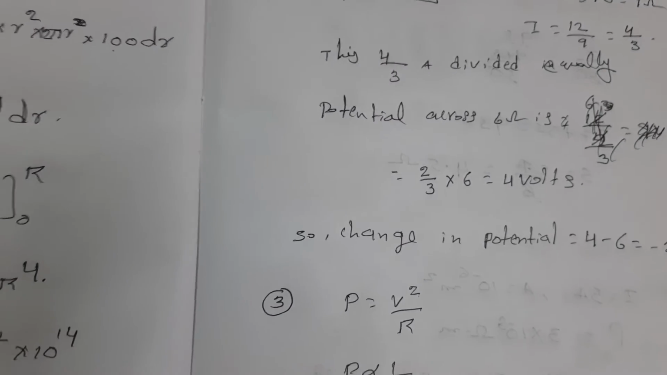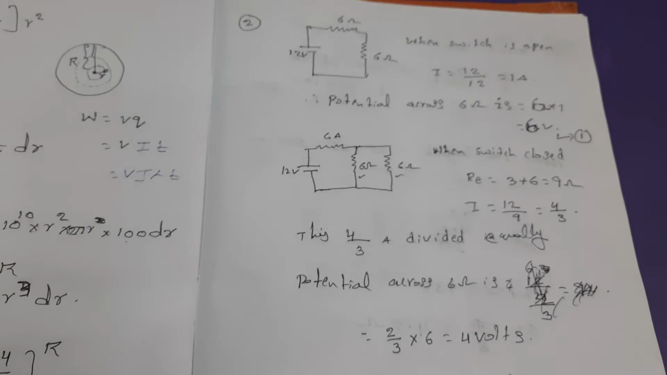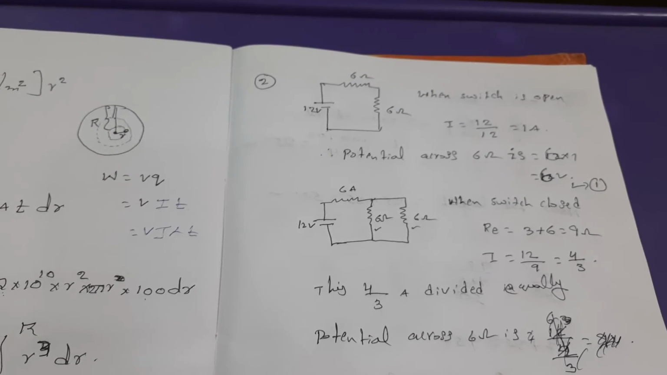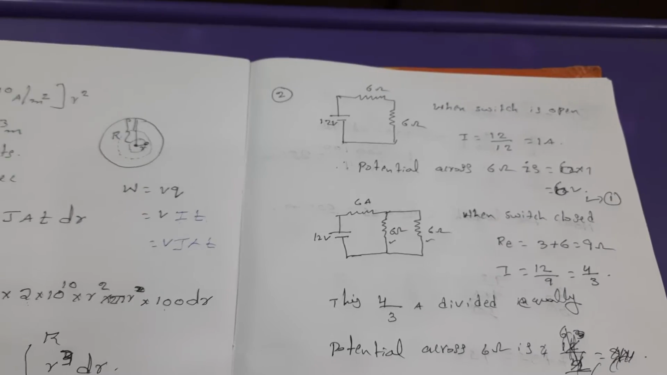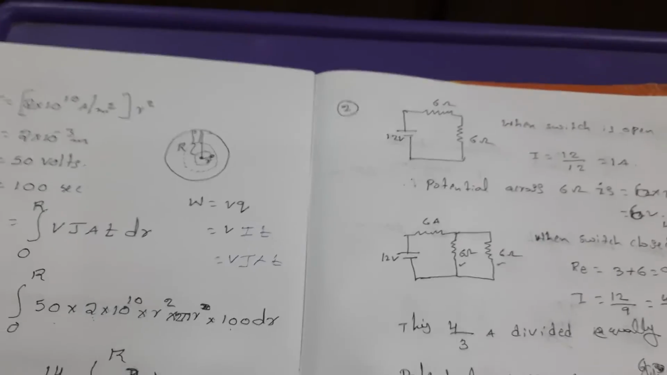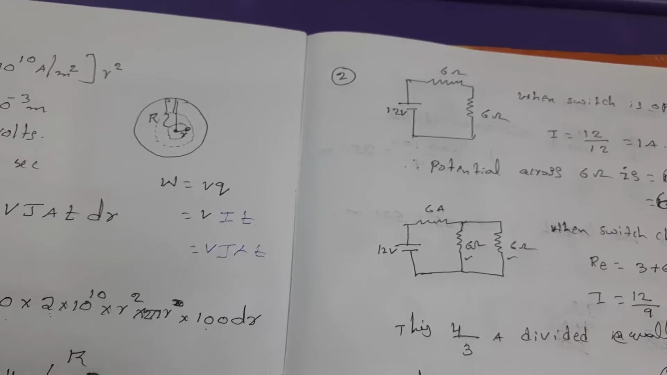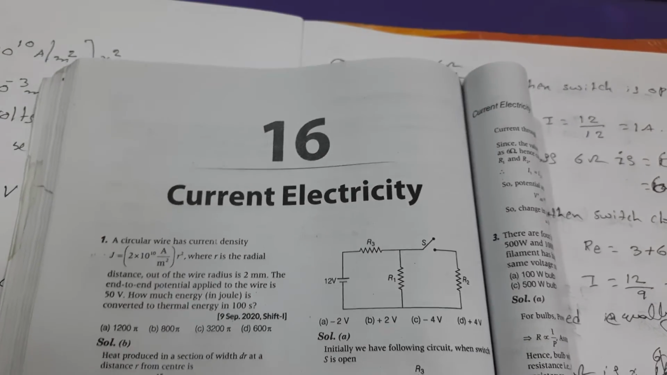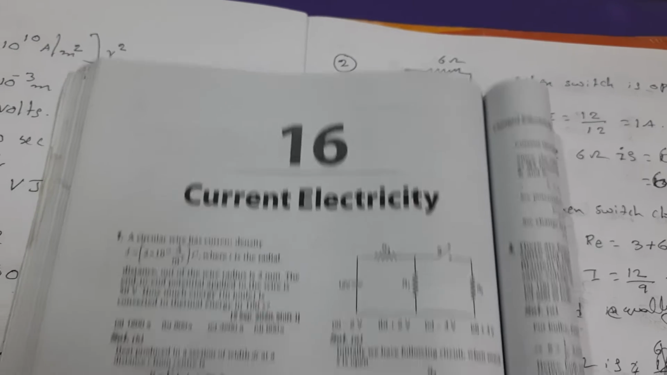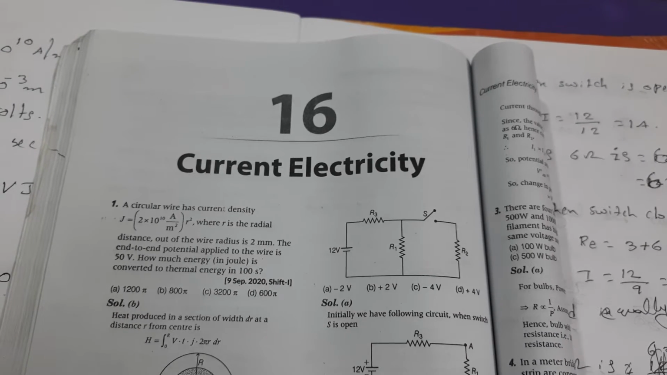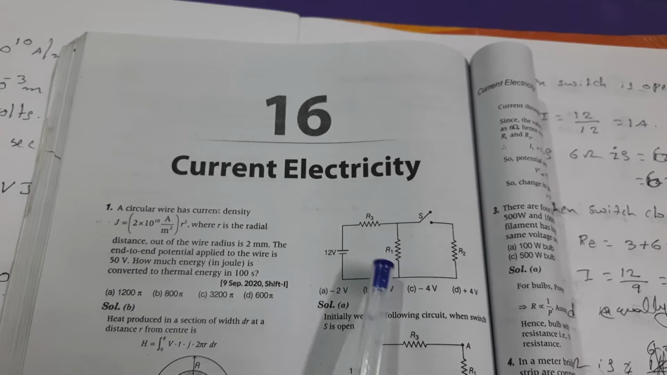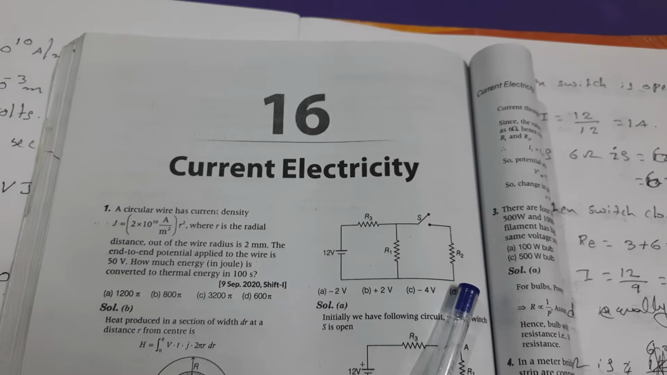Actually the given circuit is like this. See what they have given here. The original circuit is like this. Total how many resistances are there? There are 3 resistances. This is R3, this is R1, this is R2.